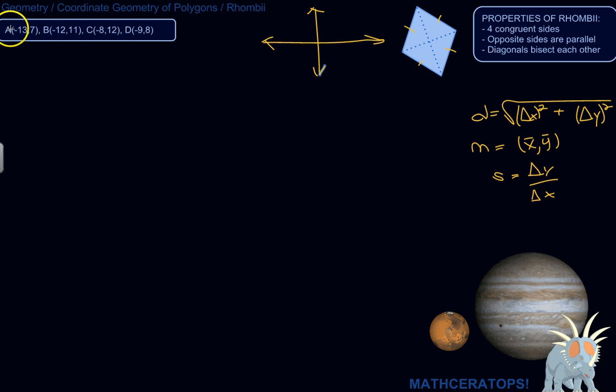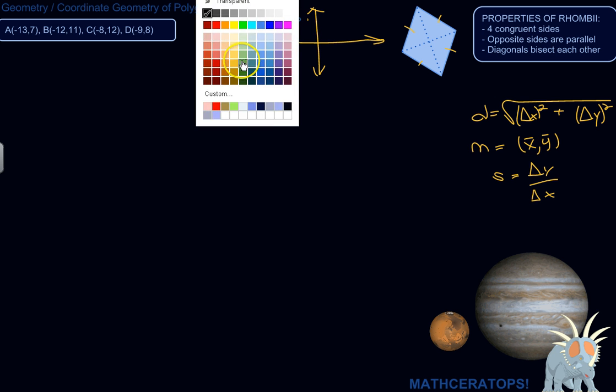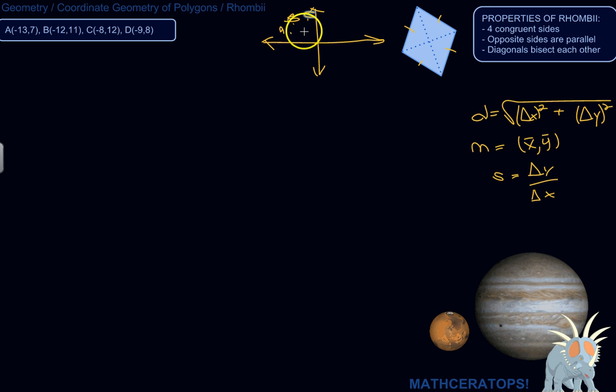So point A is at negative 13, 7. So let's call that, I don't know, like there. Let's call that A. Point B is at negative 12, 11, and point C is negative 8, 12, maybe something like that. So we got B, C, and then point D, negative 9, 8. Let's just, you know, something like that.